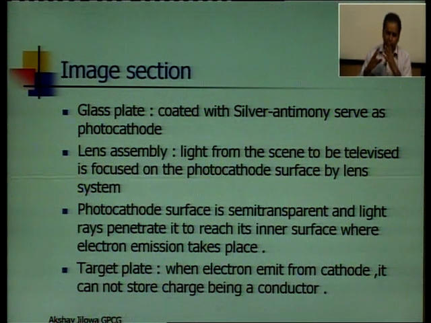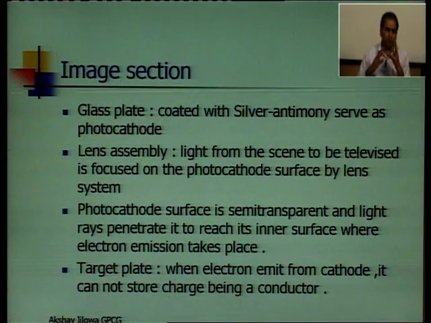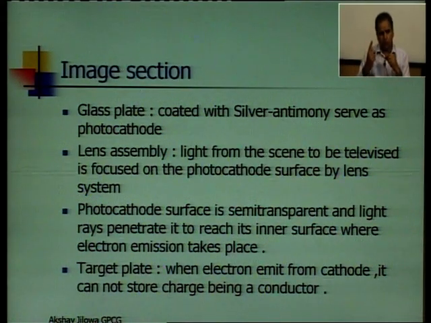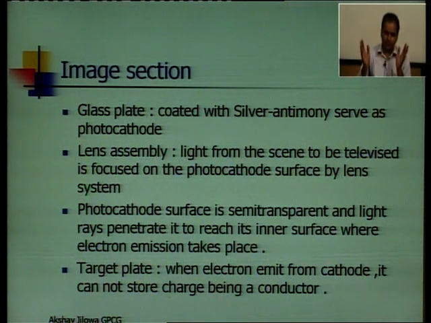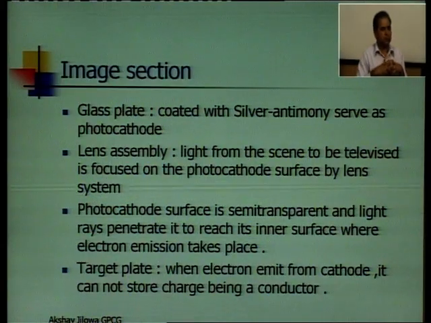When it strikes the photocathode, depending upon the number of photons striking a particular area at a particular time, the number of electrons liberated will vary. For different areas, as the light intensity is different, the number of electrons liberated will also be different. Those electrons travel from the photocathode to the target plate.